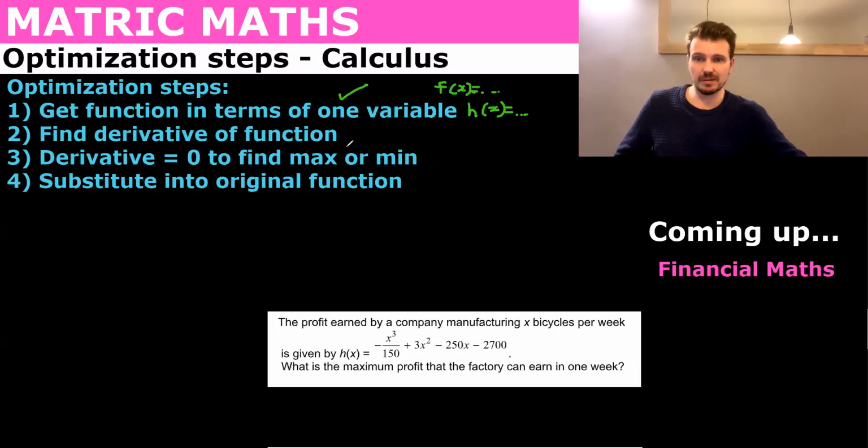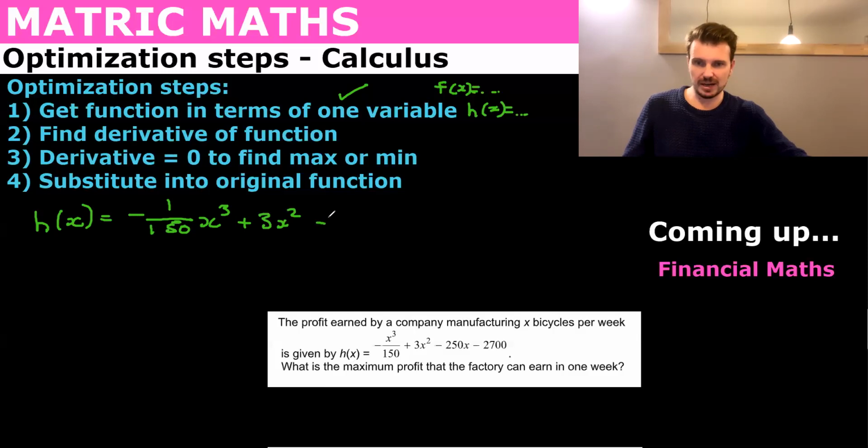Then it says find the derivative of the function. When you get to these optimization maximum questions, when in doubt, find the derivative. Even if it doesn't say find the derivative, we know we need to do that, because finding the derivative is the first step to finding the maximum or the minimum. So let's find the derivative. h of x equals negative, and instead of saying x cubed over 150, I'm going to say negative 1 over 150 x cubed, because that is the same thing. And then 3x squared minus 250x minus 2700.